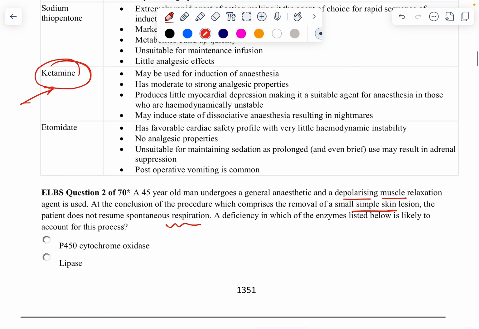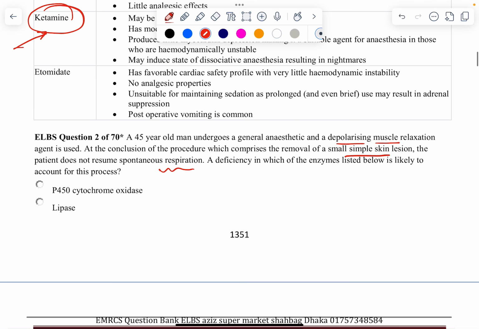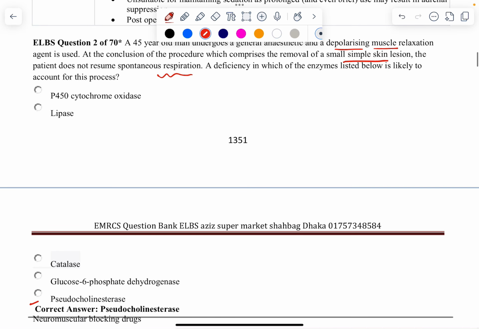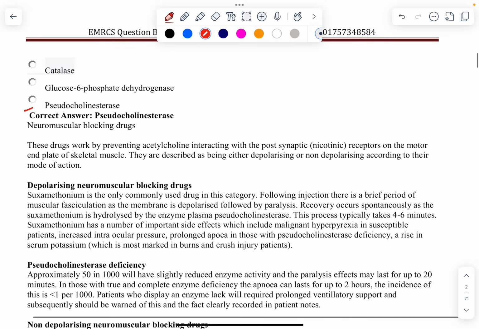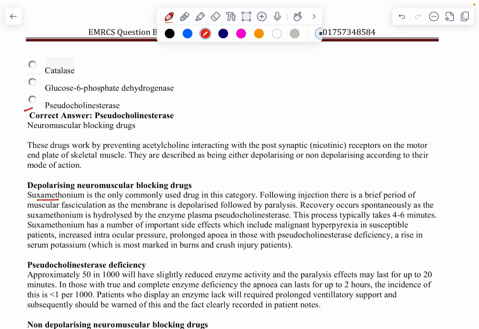The deficiency in which of the enzymes listed below is likely to account for this? The reversal is delayed because of which enzyme? Pseudocholinesterase, because the depolarizing agent is broken down by cholinesterase. So whenever there is a deficiency in pseudocholinesterase, succinylcholine is the depolarizing muscle relaxant acting following a brief period of muscle fasciculations and depolarization. Recovery is by spontaneous hydrolysis by the enzyme pseudocholinesterase, which hydrolyzes succinylcholine within 4 to 6 minutes. If there is a deficiency of this, then the patients.